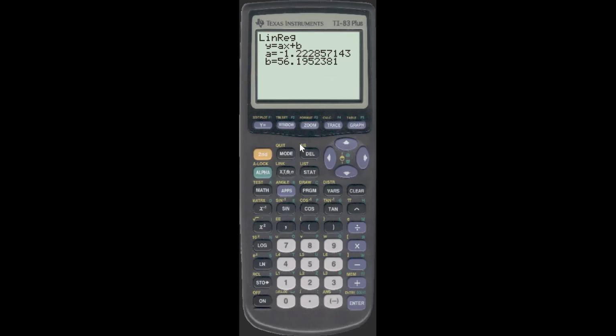Now you'll notice on mine that I do not have the R and the R squared values. Occasionally this happens, and I don't think you'll ever have to do this, but to fix it I have to go to what's called second catalog and turn what's called diagnostic on. And you might wonder how would I even know to do that?